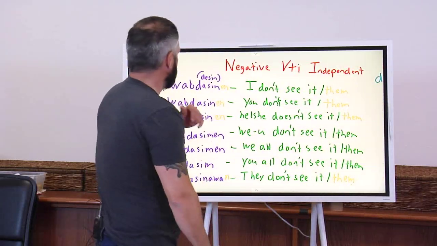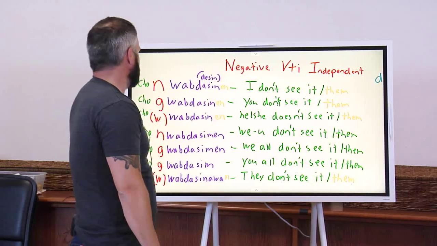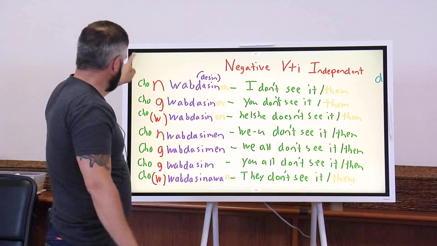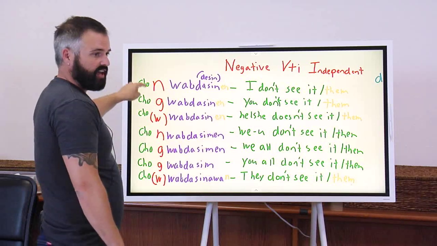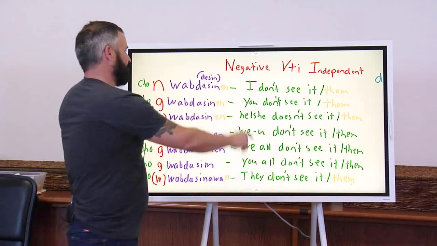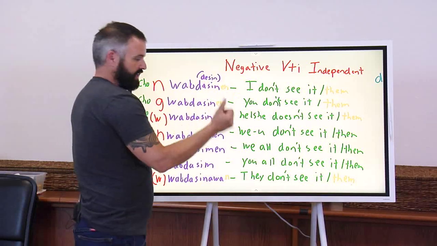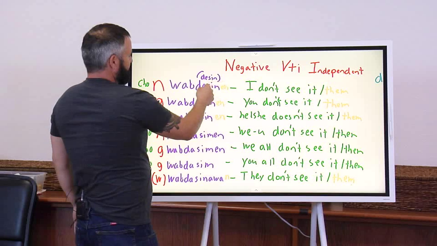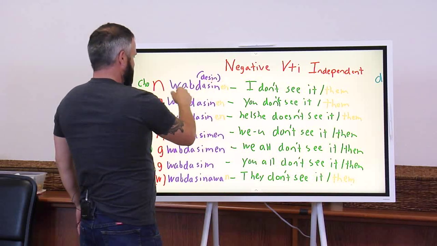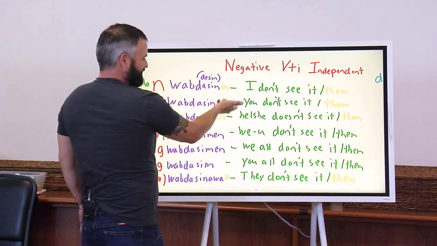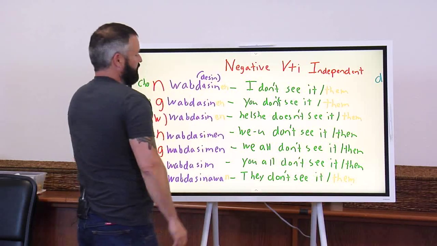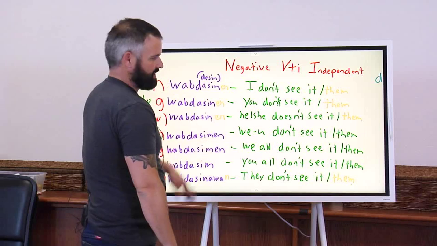Okay, the negative with these VTI independents. As always in the independent, we have to have cho. You have to have cho. You cannot leave it out. And then we've got our s, which is our negation marker. Now, the only little difference that you may see here is some speakers will make this A into more of an E sound. So it'd be cho nawab desin versus cho nawab dasin. Either way you say that makes sense to me.